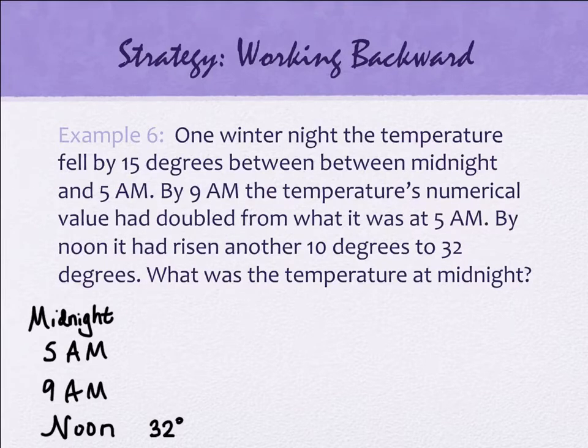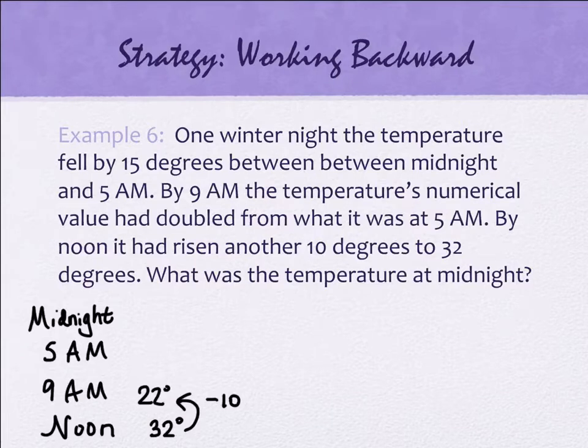Okay. So let's see. It says it ends at 32. And what we're going to do is work our way backwards to try to figure out what it was at midnight. So what would I do to get from noon, simply one step backwards to the 9 a.m. time? Subtract 10. Why would I want to subtract 10 going backwards? Because it said between 9 and noon it had risen 10 degrees. So going backwards, I would subtract 10 degrees. So what temperature was it at 9 a.m.? It was 22 degrees.